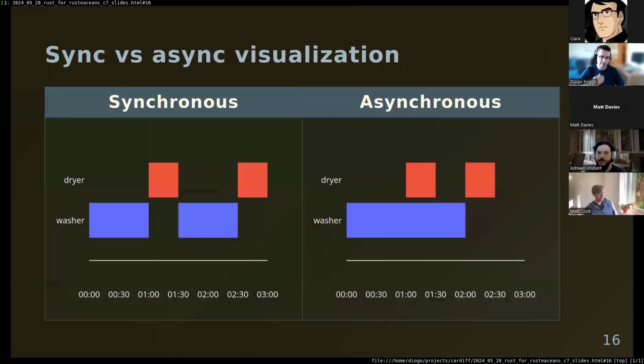This is really easy to visualize with this plot. You can see the synchronous version, where you start with the washer and then the dryer, then when it stops, washer again, and then the dryer again. Whereas with the asynchronous, concurrent version, you can have the washer going almost non-stop as long as there is laundry to do.